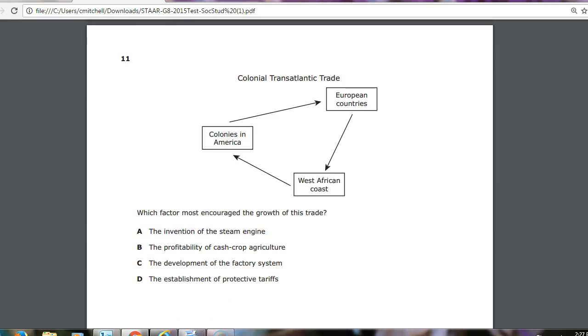Question 11. Colonial transatlantic trade. Colonies in America, European colonies, West African coast. Which factor most encouraged the growth of this trade? A. The invention of the steam engine. B. The profitability of cash crop agriculture. C. The development of the factory system. D. The establishment of protective tariffs.